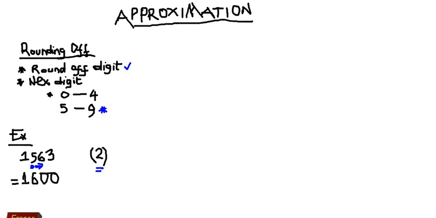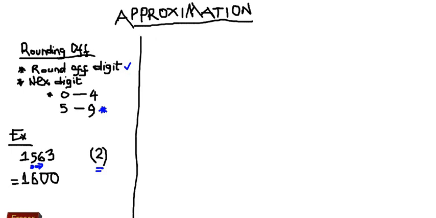Okay, we can approximate that this number 1563 is actually 1600. So sometimes in real life situations, if somebody says, how many people did you meet at that meeting? You can simply say we had around 1600 people, when in actual sense there were 1563 people in attendance. So that means we have approximated by rounding off 1563 to 2 significant figures.